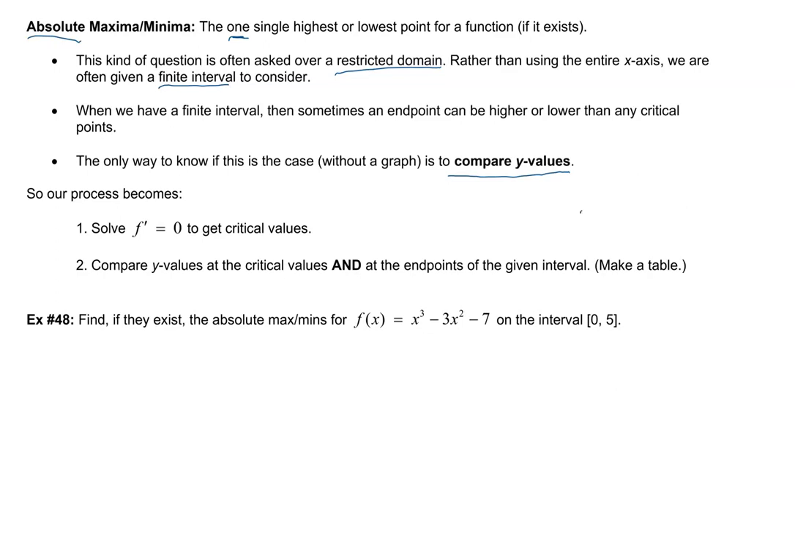So the difference is, if I look at this function here, this graph with my arrowheads on each end, we've got a relative max, we've got a relative min, but no absolute max or min. Because of those arrowheads, this graph does not have a single highest point.